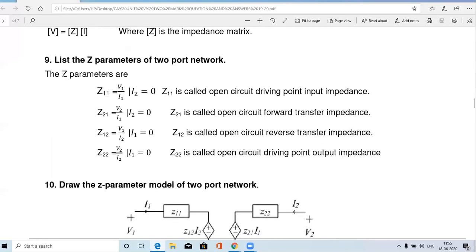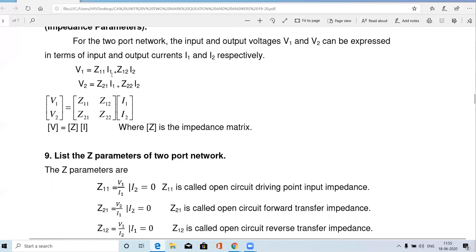Then, list the Z parameters of the two-port network. Out of these two equations, there are 4 constants. What are they?